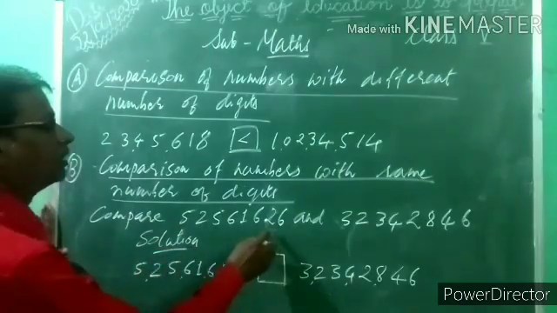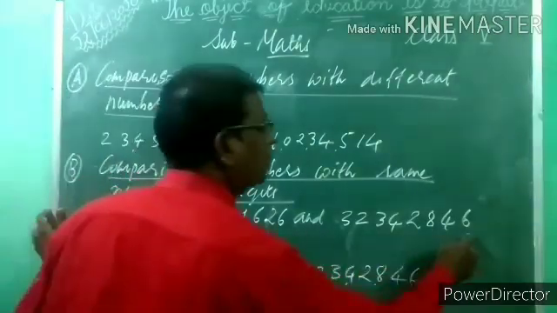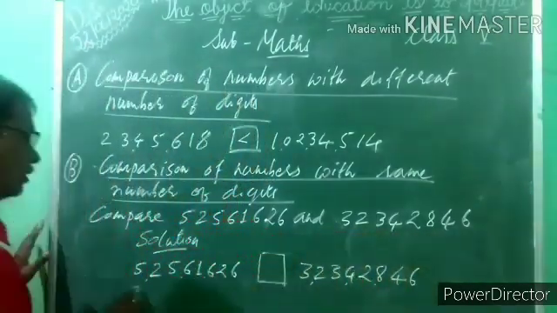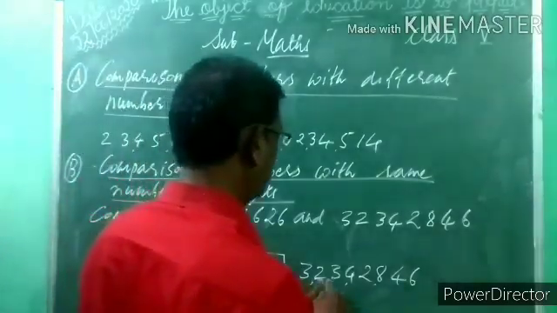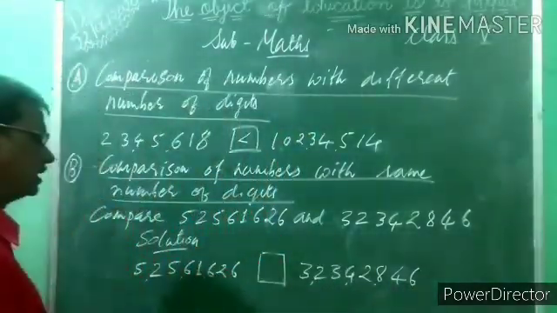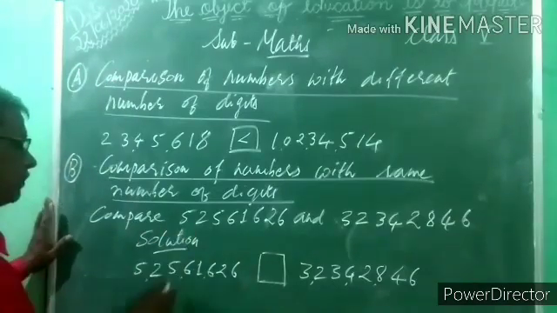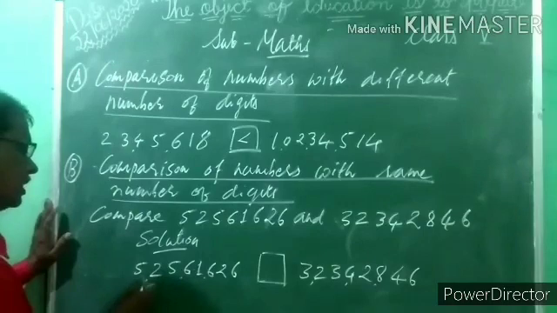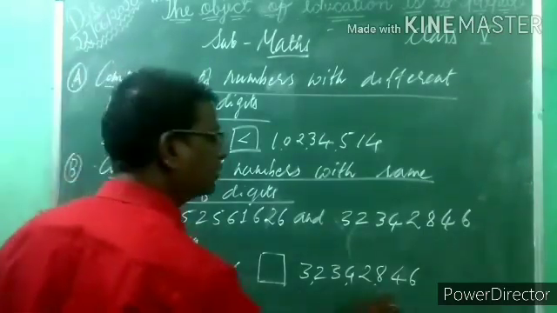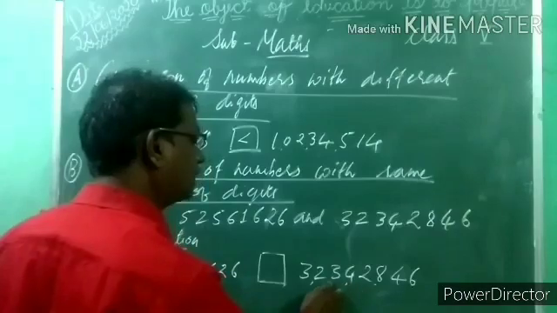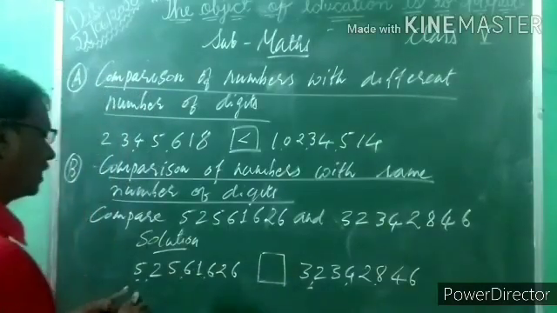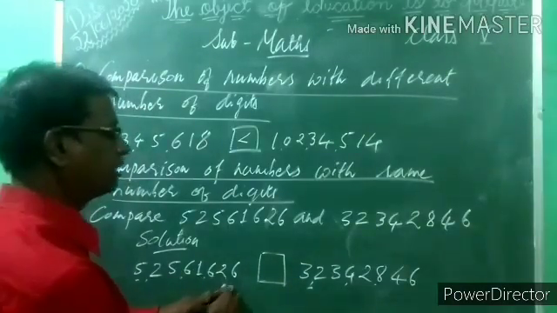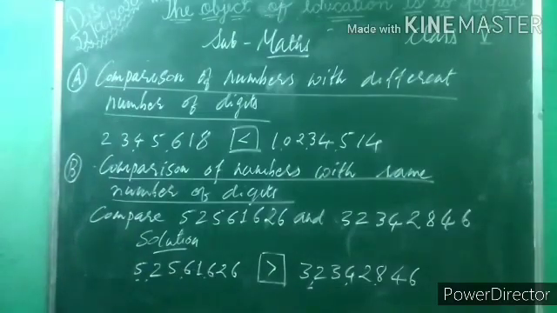Now how many digits does the number have? 1, 2, 3, 4, 5, 6, 7, 8. Here also 1, 2, 3, 4, 5, 6, 7, 8. Now 5 crore 25 lakh 61,626, and here 3 crore 23 lakh 42,846. Now look, same number of digits. How to compare? Ones, tens, hundreds, thousands, ten thousands, lakh, ten lakh, crore. In crore, which number is present here? 5. And here in crore, 3. Now 5 is greater than 3. So 5 crore 25 lakh 61,626 is greater than 3 crore 23 lakh 42,846.